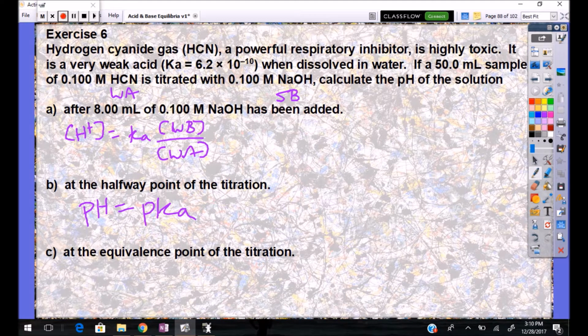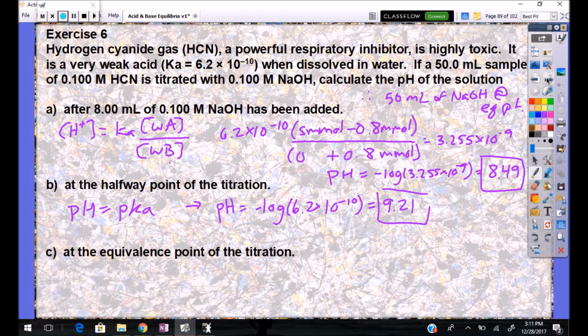Okay, hopefully you were able to figure that out. Go ahead and do B. That should have been even easier. Just plug in your Ka value, negative log of your Ka.